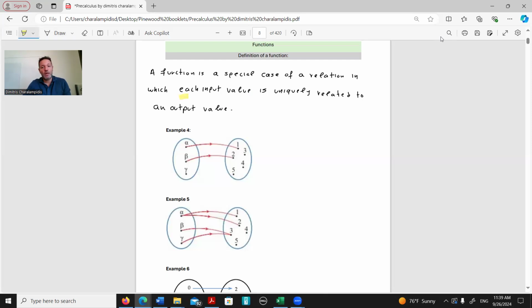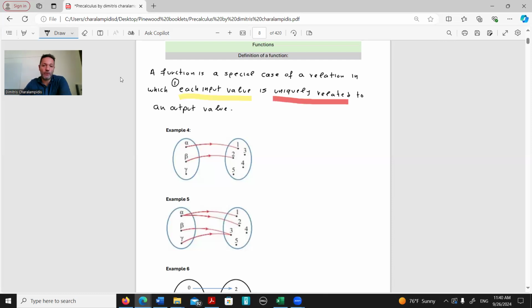First of all, its input value. This means that we need to use all input values. Then its input value should be uniquely related to an output value. So what would that mean? Would any type of relation still be considered a function? No. Let's see some examples.